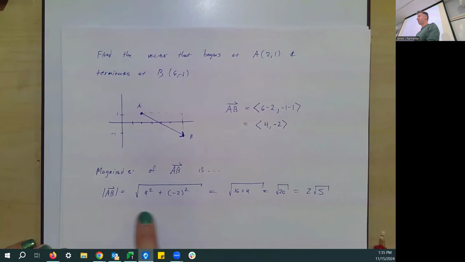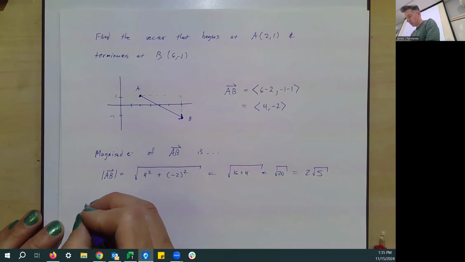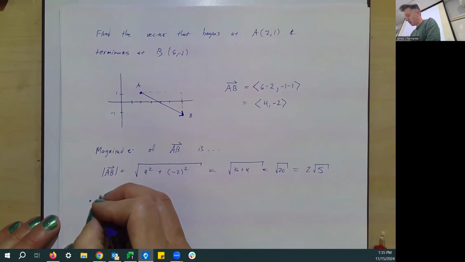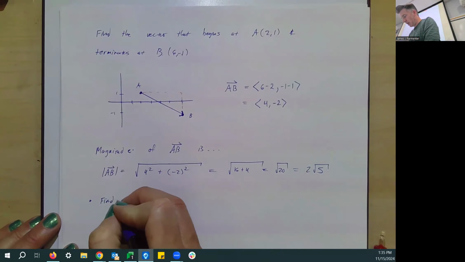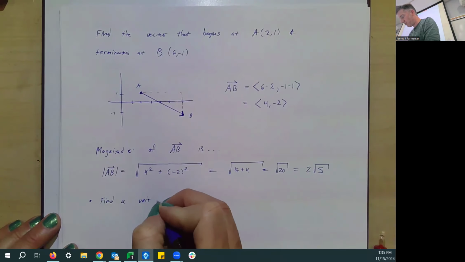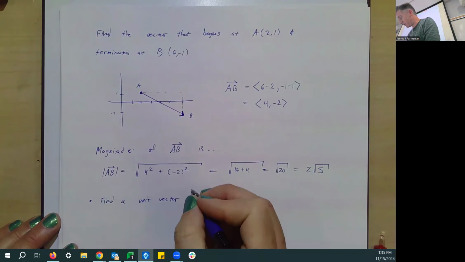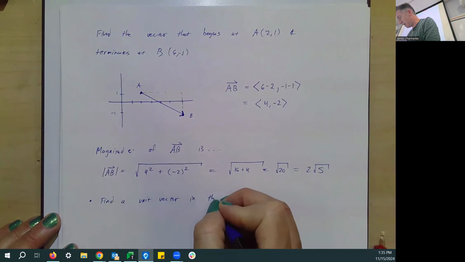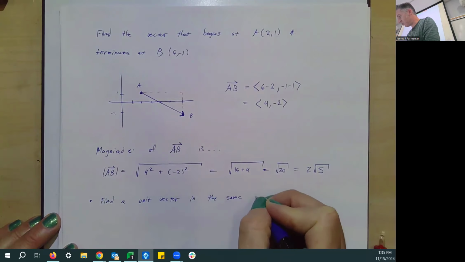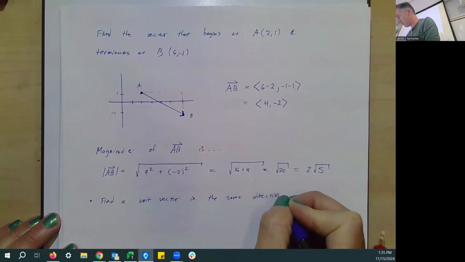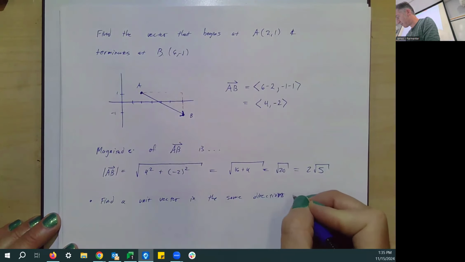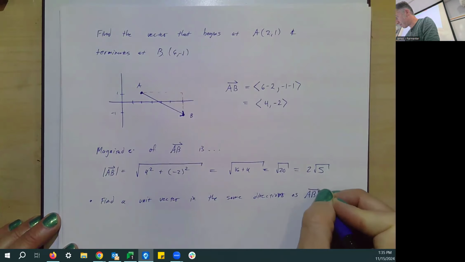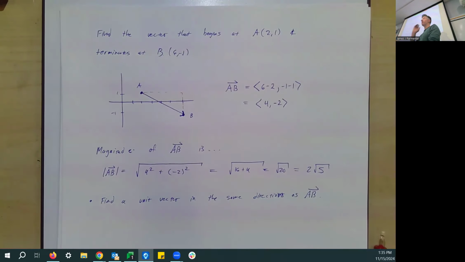So actually what I wanted to do here, and this is something we do often, is find a unit vector in the same direction as the vector AB. What do I mean by that? By unit vector, we mean a vector of length 1.